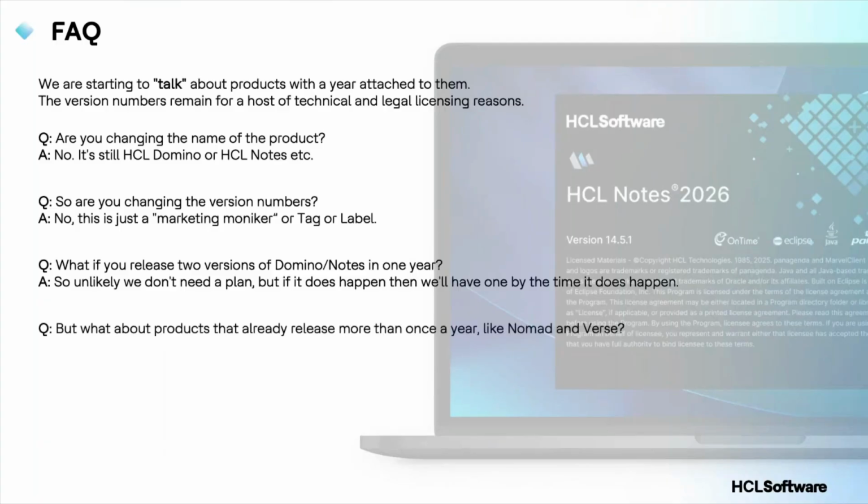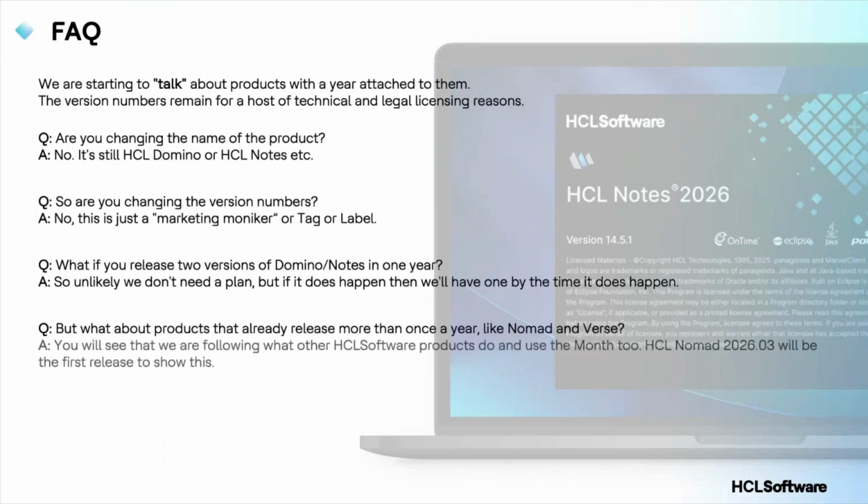And then you'll obviously be thinking, oh, but there are loads of products that come out more than once a year. Verse, Nomad, all of the mobile versions come out once a month. So what are you going to do about those? Well, it's very simple. The Big Fix team already do this. I think AppScan do this already. We're just going to add the month on the end. So for instance, the first version you might see is Nomad 2026.03, which will be coming out in March, shockingly, next year.